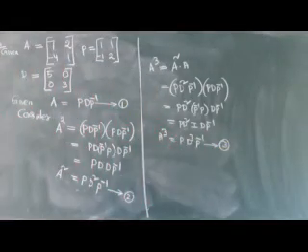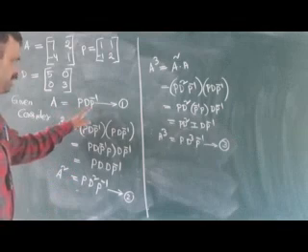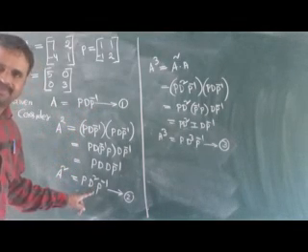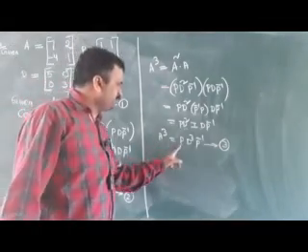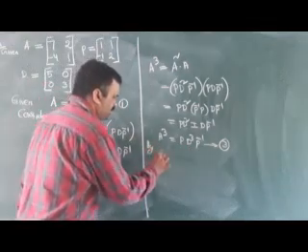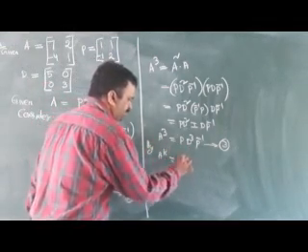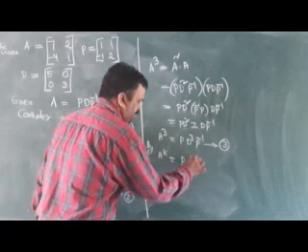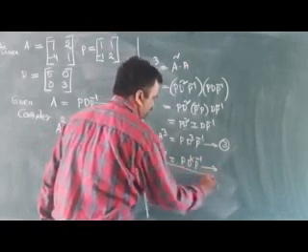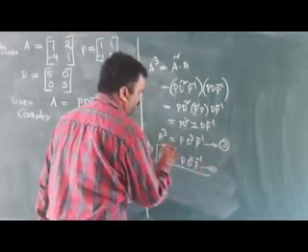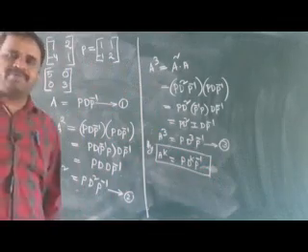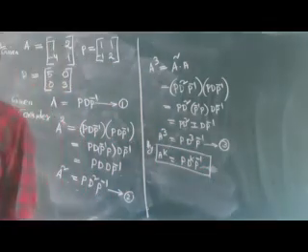If you observe here, A equals P D P inverse, A square equals P D square P inverse, A cube equals P D cube P inverse. Similarly, A power k equals P D power k P inverse. That's all, this is the final one. Therefore, A power k equals P D power k P inverse.